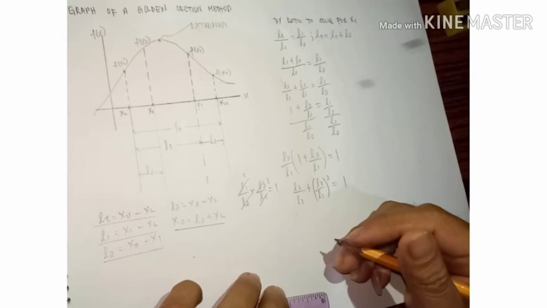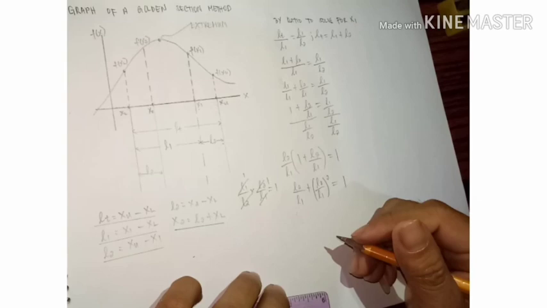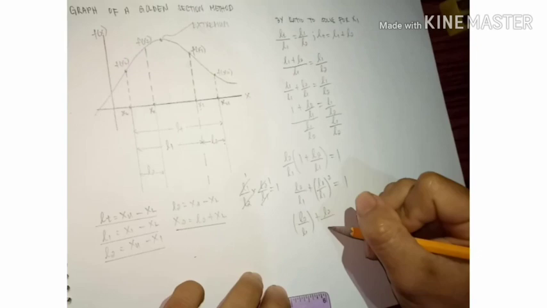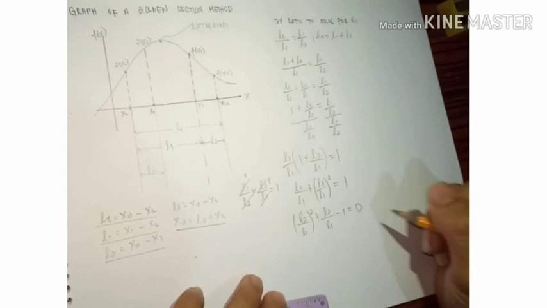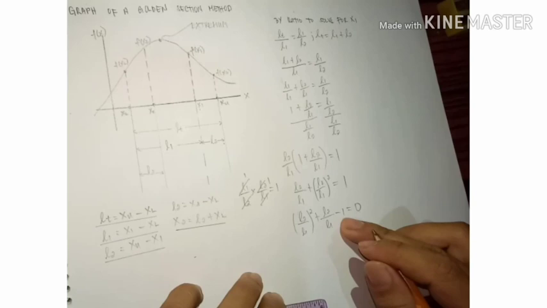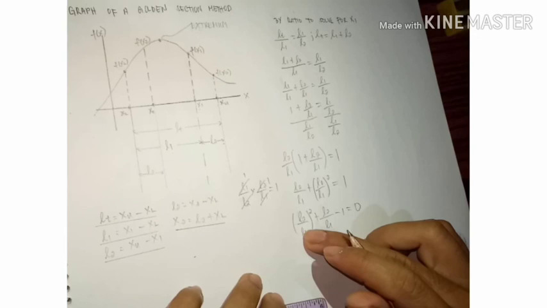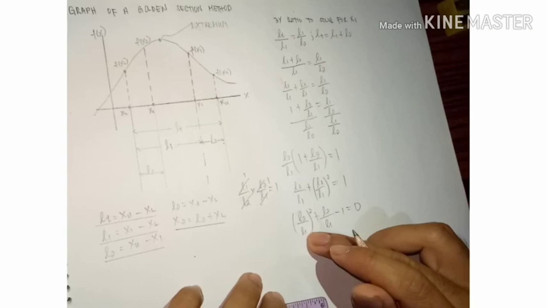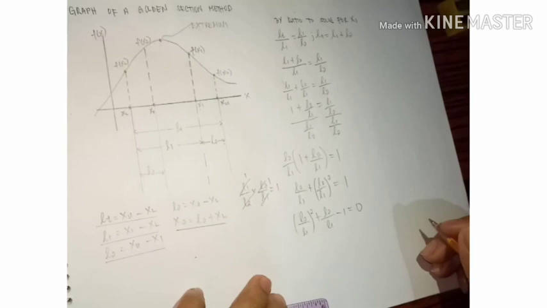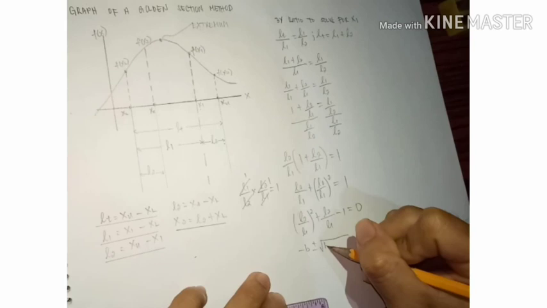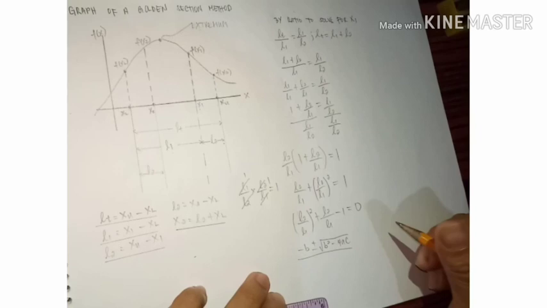Equating the whole to 0 to get the equation, the result is a quadratic equation: L2 over L1 squared plus L2 over L1 minus 1 is equal to 0. This is a quadratic equation. We can solve L2 over L1 using the positive root of a quadratic equation. The formula for a quadratic equation is negative b plus or minus the square root of b squared minus 4ac, all over 2a.